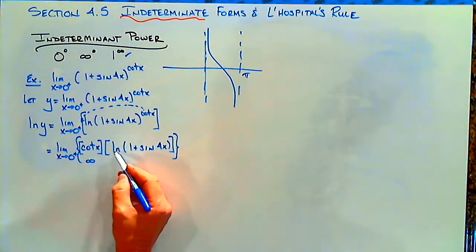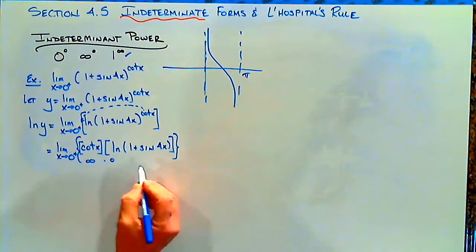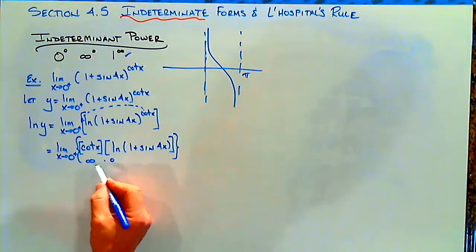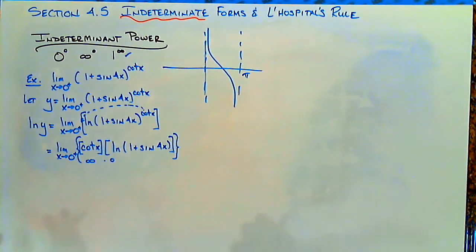What happens over here? Well, we have the natural log of 1. That turns out to be 0. We know what to do with infinity times 0. That was our indeterminate product case. Now, remember which one you don't put on the bottom? This one, right? We don't put that in the denominator.